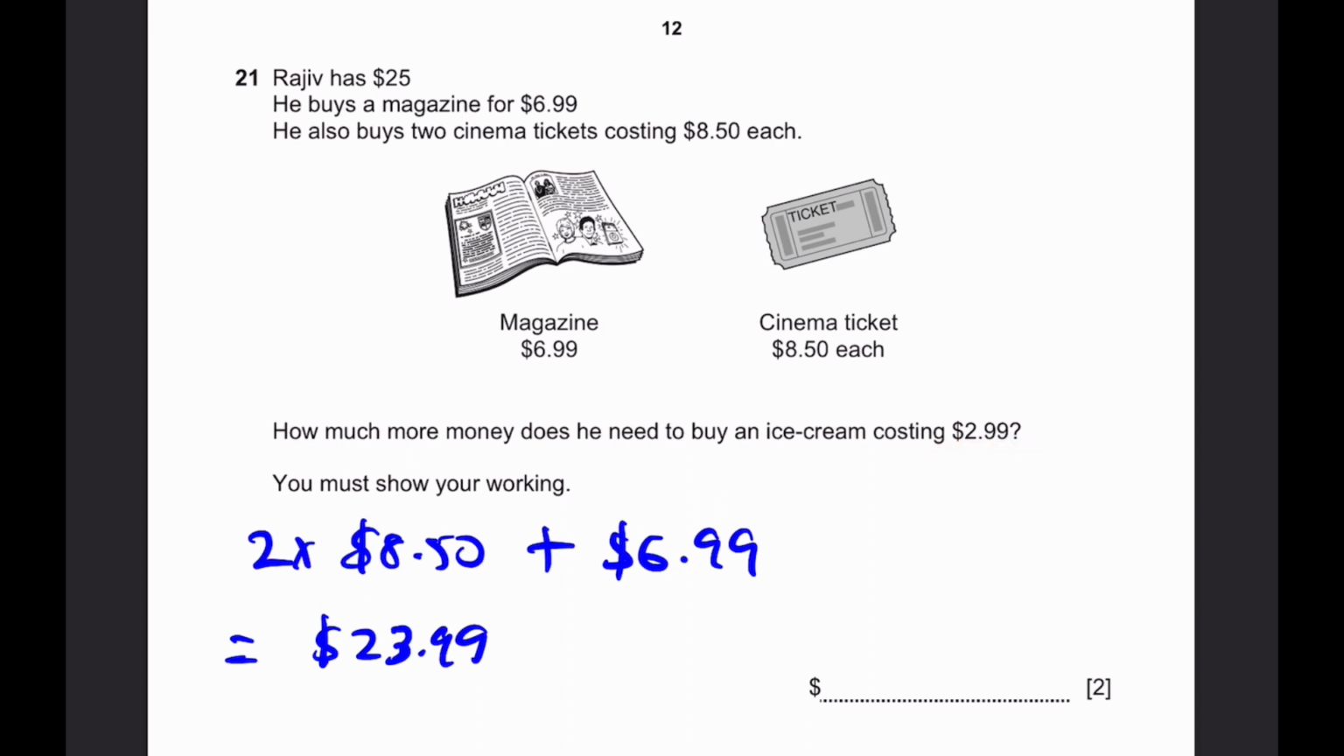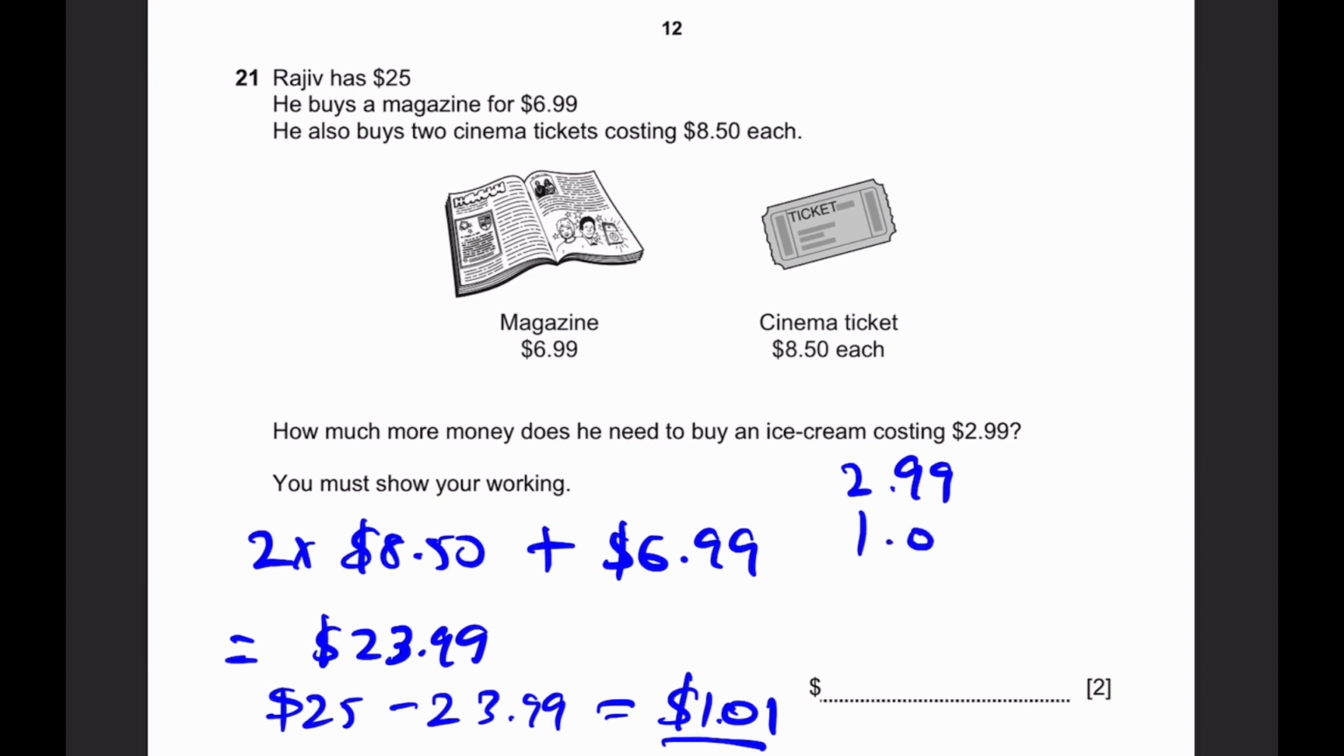Now, he wants to get ice cream costing this much. So, right now he has $25. Spending $23.99, he will get $1.01 in return. And he needs some amount of money to get this $2.99 ice cream. So we'll just subtract 2.99, 1.01 to get $1.98. And that is our answer, $1.98.